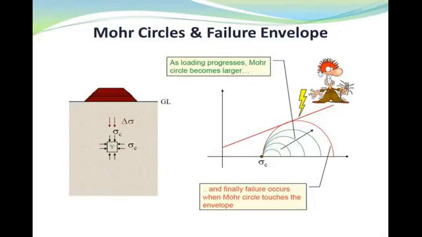In this slide, you can see that with increasing the delta sigma or deviatoric stress, the Mohr circle becomes larger until it touches the failure envelope, and the sample fails at exactly this point.